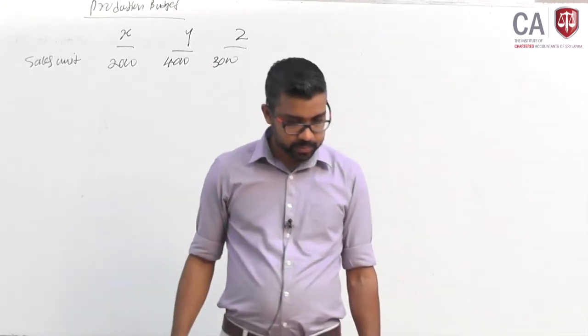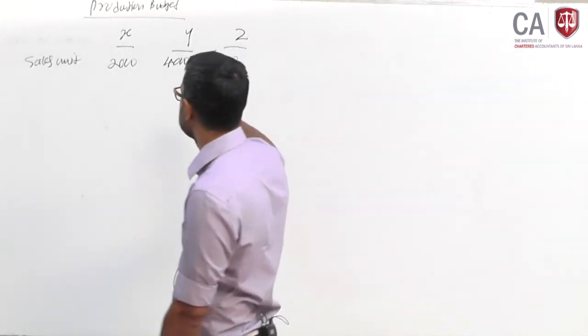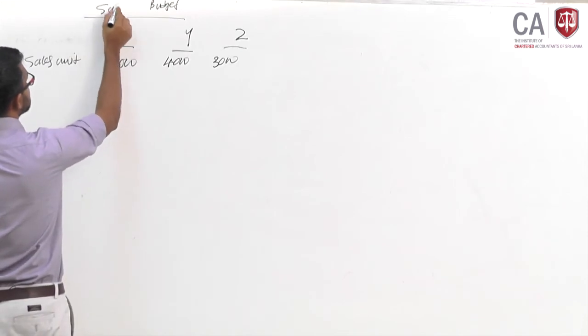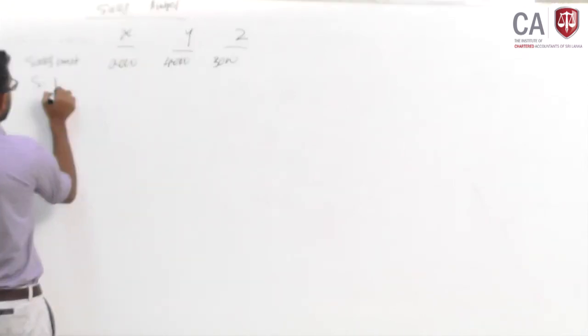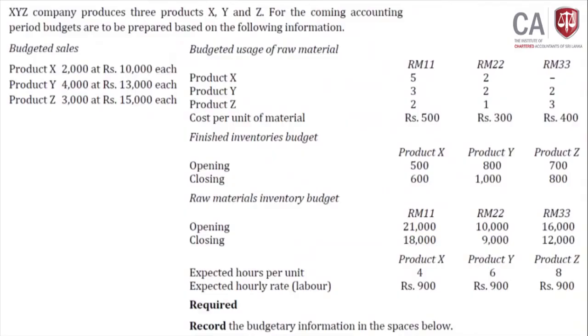Thereafter, selling price how much? This is the sales budget, sorry, sales budget, not production, sales. Selling price 10,000 each and 13,000 and 15,000. So selling price how much then? Sorry, sales budget amount, total amount.